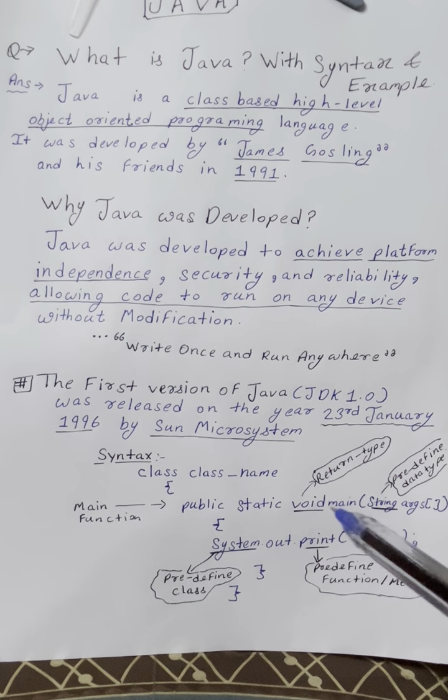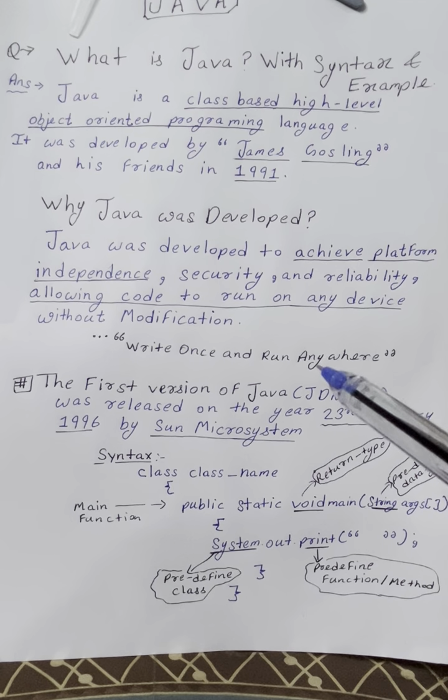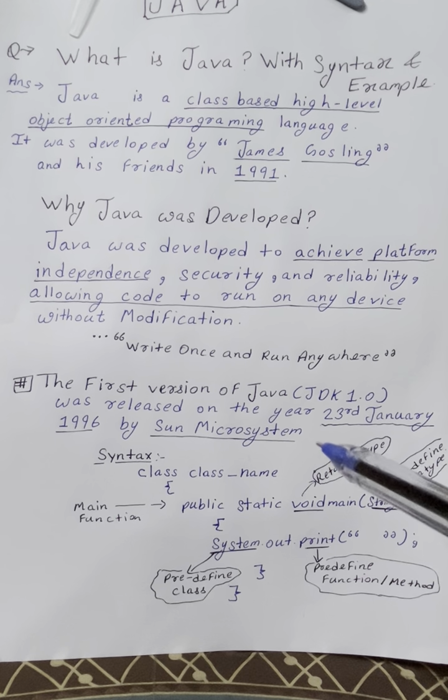So let's move to its version. First version of Java, JDK 1.0, was released on 23rd January 1996 by Sun Microsystem.